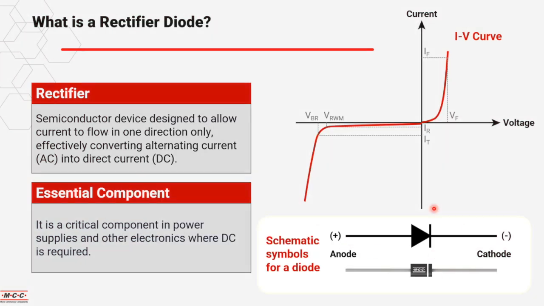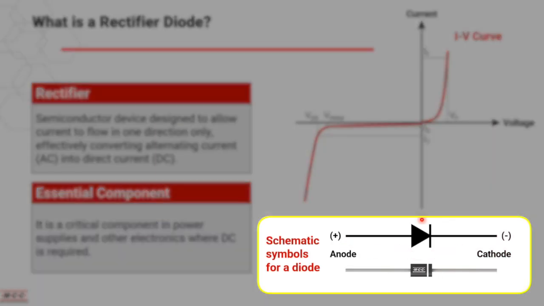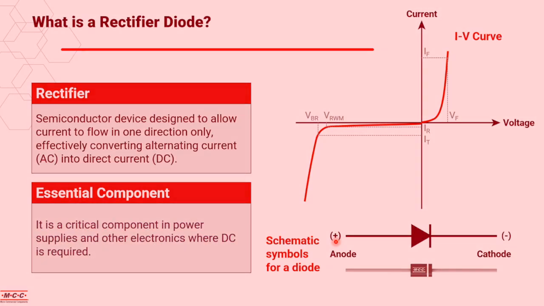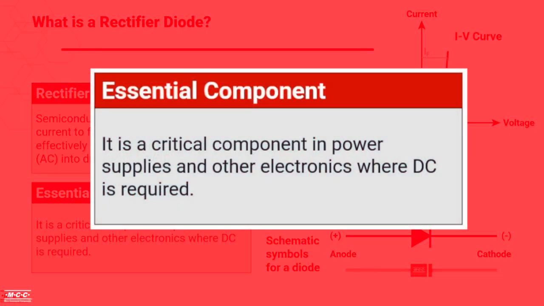And these are the basic symbols of diodes. You have an arrow as well as a line to indicate the cathode, and the other side is basically the anode. Okay? So a diode is also a critical component in power supply design, where you can find it in a lot of power supplies.